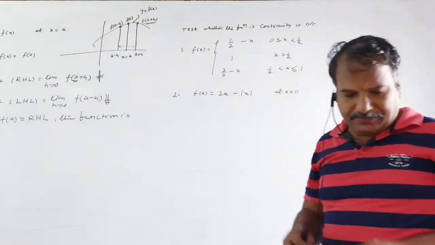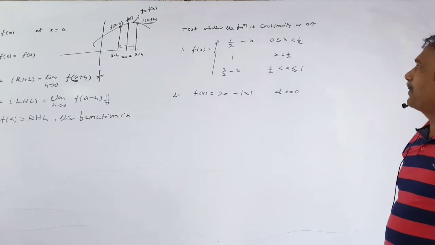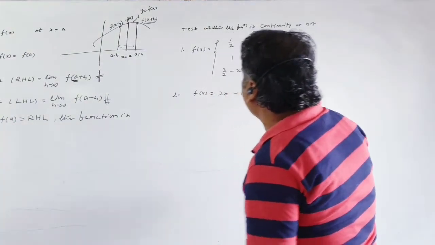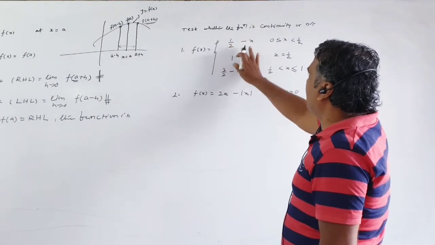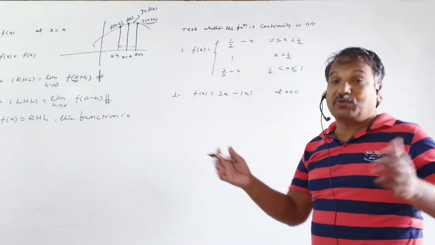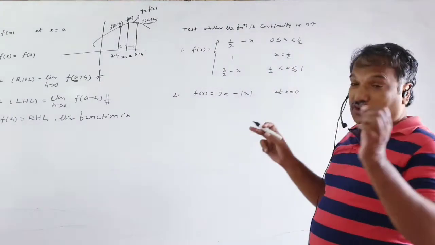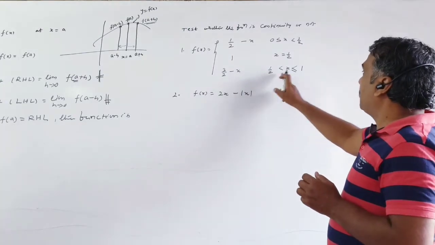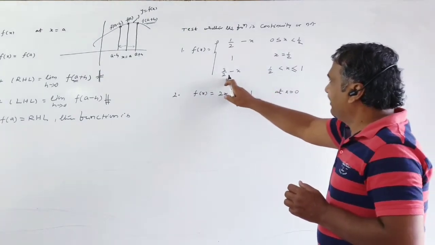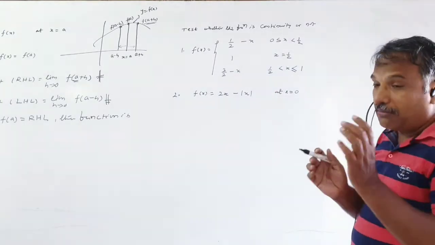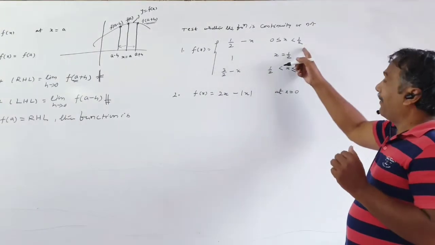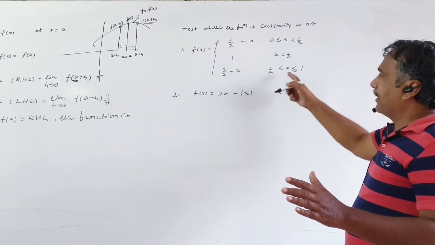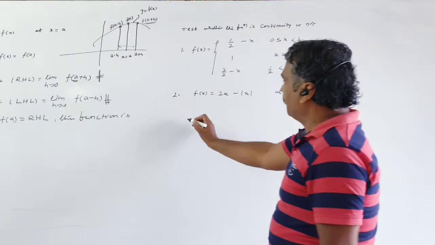Another example is, let us say, test whether the function is continuous or not. Okay. Now here given f of x equal to 1 by 2 minus x when x lies between 0 to 1 by 2. Now at x equal to half, this is 1. Now greater than 1 by 2 but less than 1, it is given. This is the question given. Okay. Now what is the point here? Half, less than half, equal to half, greater than half. Okay. Now solution.